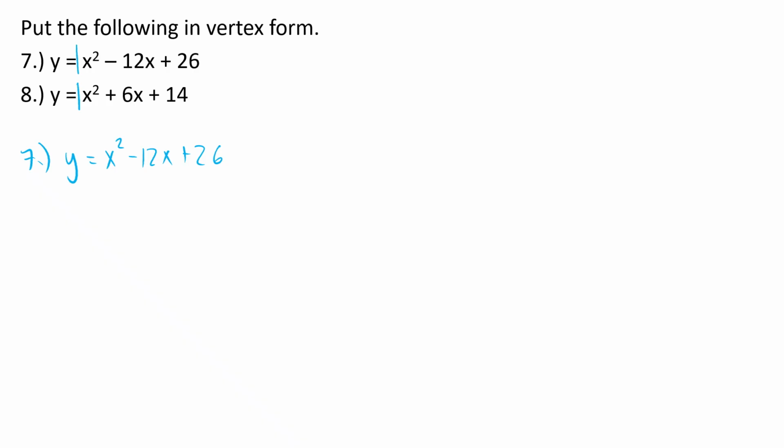So the process on that is take your B value and divide it by 2. So negative 12 divided by 2 is negative 6. And we're going to save that number because that's the number that's going to come up when we go to do that factoring the trinomial step.